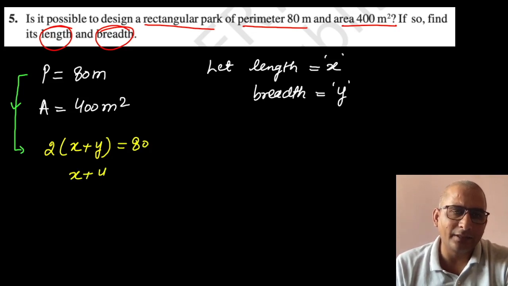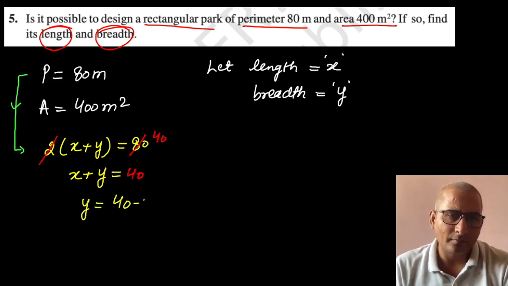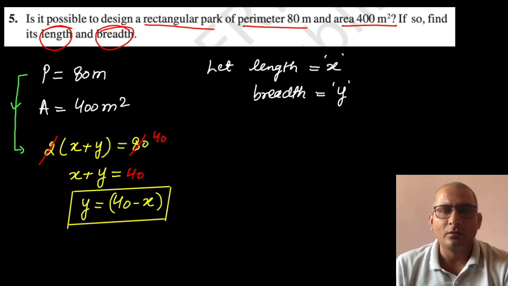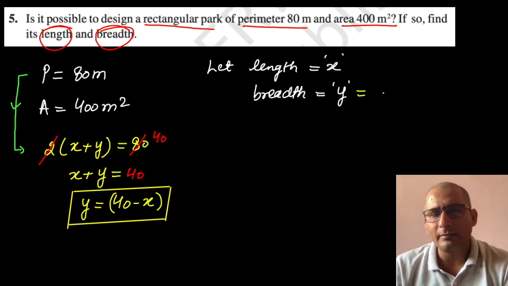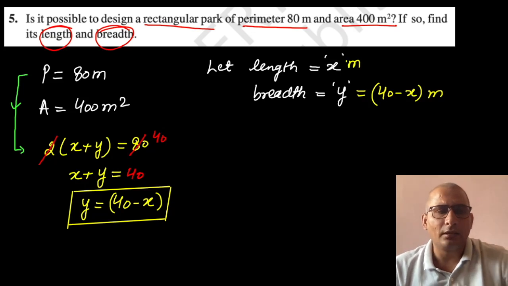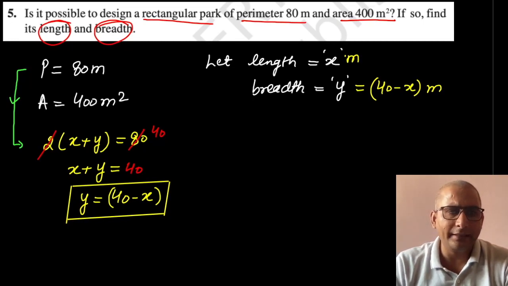So we can say that x plus y is equal to, these two cancel this, it becomes 40, or from here we can say that y is equal to 40 minus x. ओके, तो हमने single variable में reduce कर लिया, y को x की form में find कर लिया. So breadth is equal to 40 minus x meters and length is x meters. Okay, now the next thing is area. Area given है 400. So let us use this area 400.